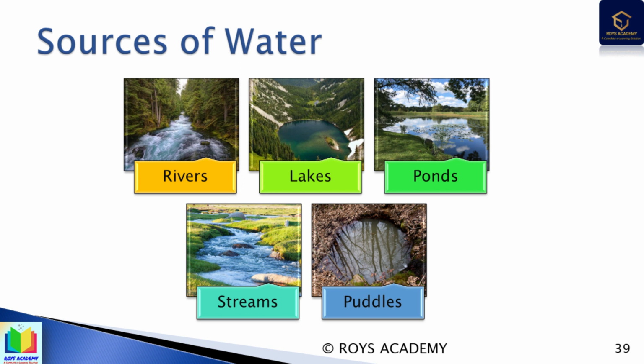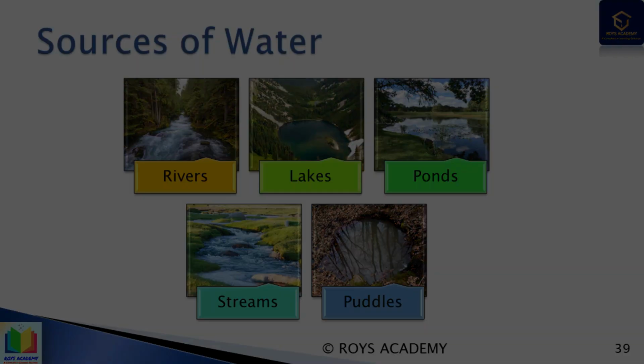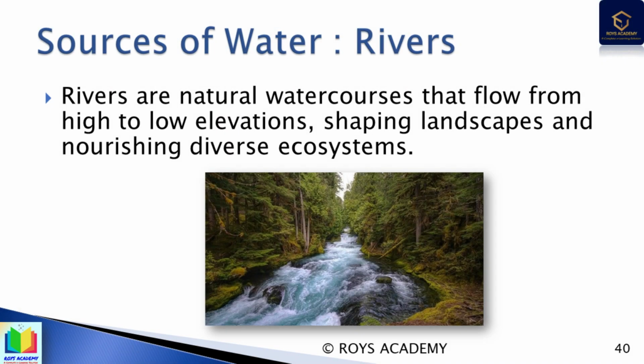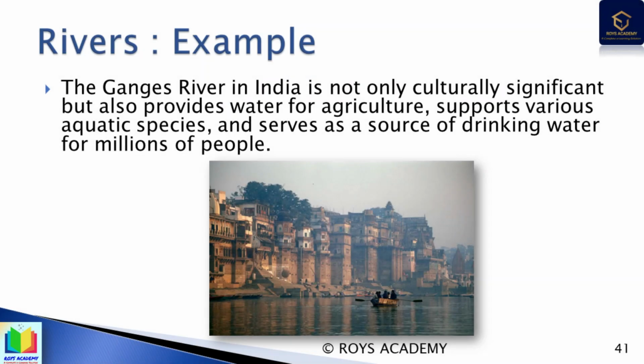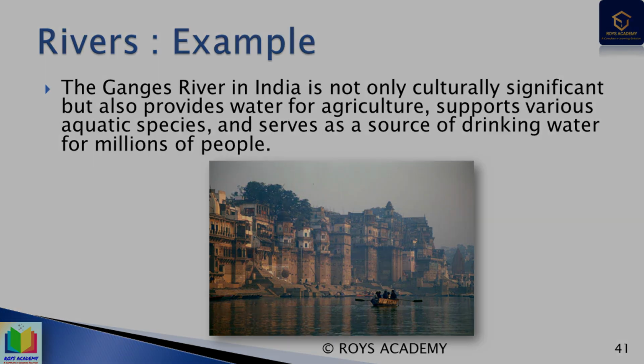2. Sources of water. Now we are going to discuss the following topics: rivers, lakes, ponds, streams, puddles. A. Rivers. Definition: rivers are natural watercourses that flow from high to low elevations, shaping landscapes and nourishing diverse ecosystems. Example: the Ganges River in India is not only culturally significant but also provides water for agriculture, supports various aquatic species, and serves as a source of drinking water for millions of people.